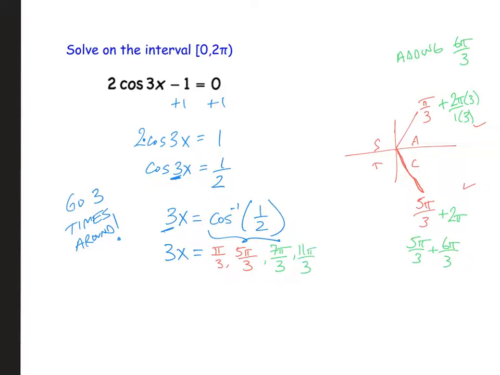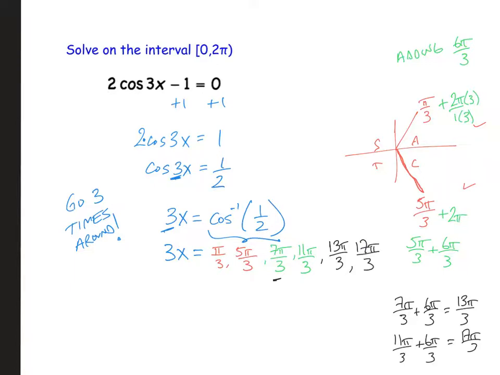And then we're going to do that again. So now add 6 pi over 3 to 7 pi over 3. 7 pi over 3 plus 6 pi over 3, you will get 13 pi over 3. And then do the same thing with 11 pi over 3 plus 6 pi over 3. You'll get 17 pi over 3. Okay, now in the very end, we have to get x alone. So that means we are going to have to divide all of these by 3.